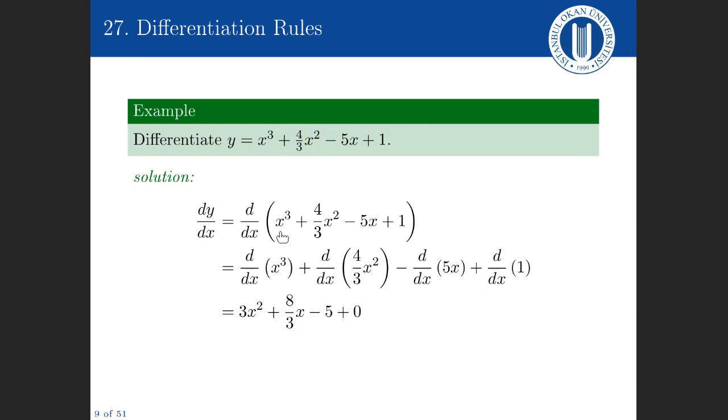So what we can do is split this derivative into lots of smaller derivatives. We can first think about the derivative of x cubed, and then we can think about the derivative of 4 over 3 x squared. In fact, 4 over 3 we could take outside, and just think about the derivative of x squared. And then minus, we don't need to worry about minus inside the derivative. The derivative of 5x, again, 5 can come out if we want to. Plus the derivative of a constant, 1. The derivative of a constant is always equal to 0, so we don't need to worry about that.